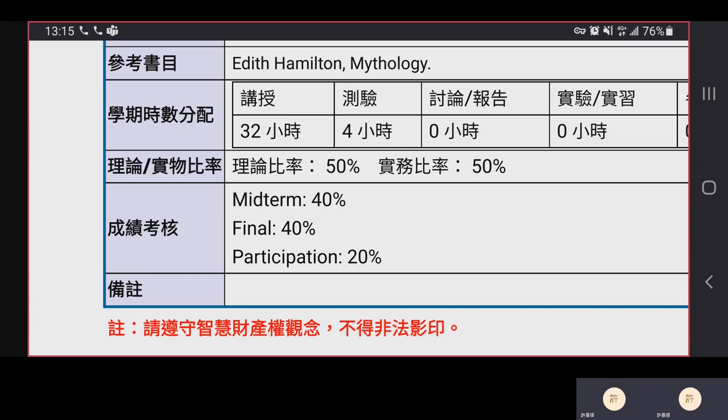Sorry, that's not right. This is what it looks like on the system, right? This is your midterms, this is your finals, and then this is your daily grade. So these two will be recorded at the same time, right? At the end of the semester. So your final grade will actually be your participation grade.